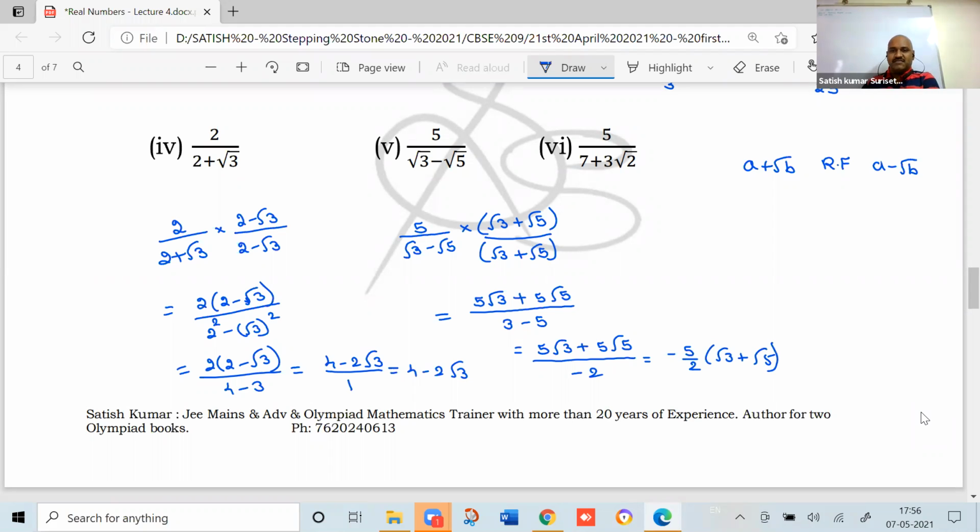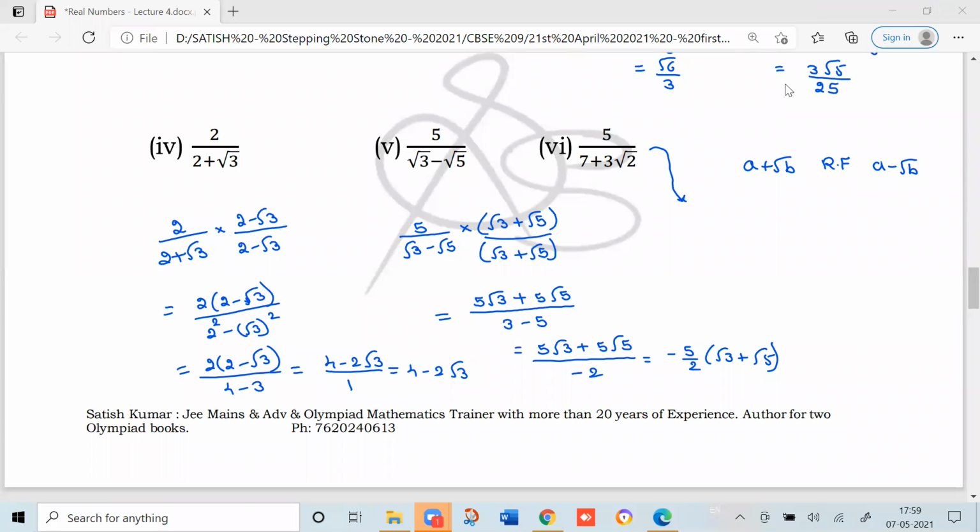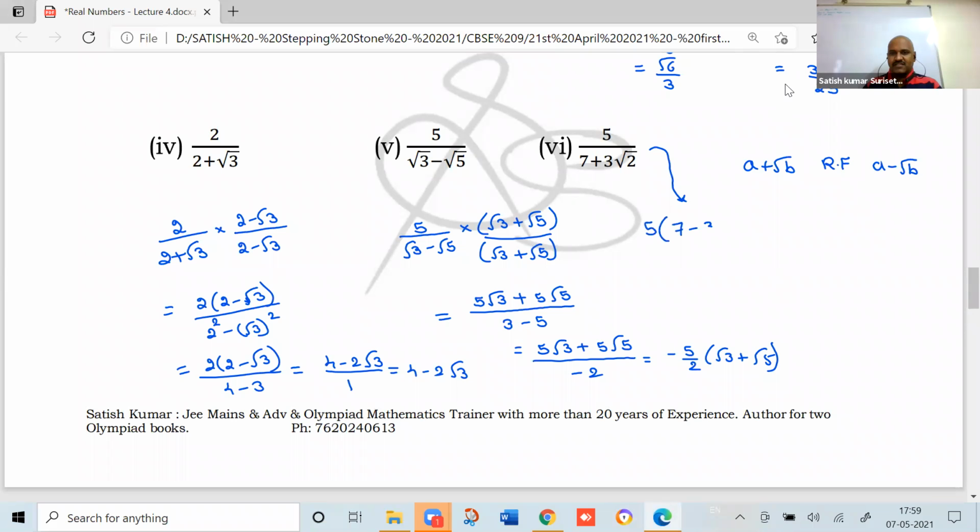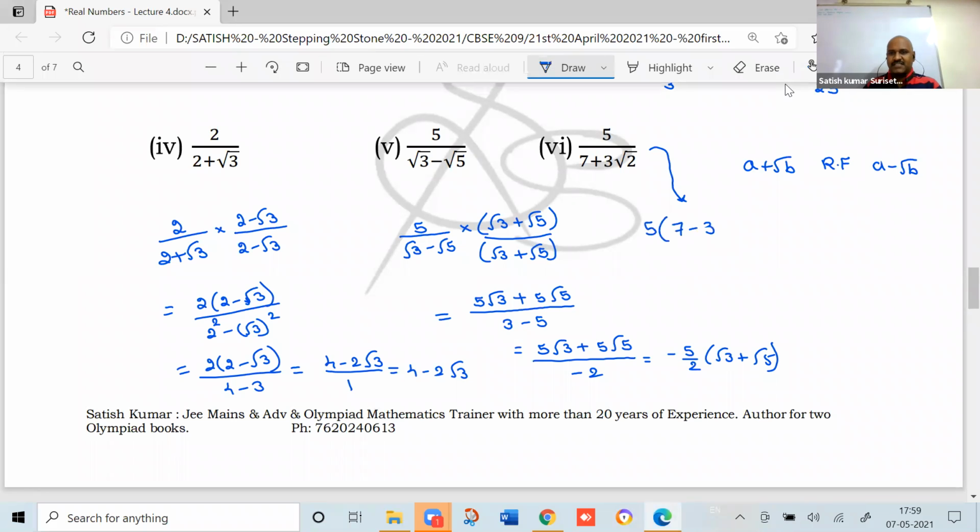Now, try this and tell me the final answer. Explain. Tell me what you have done, all of you. So 5 upon 7 plus 3 root 2. What have you multiplied in numerator and denominator? 7 minus 3 root 2. Correct. Good. So the conjugate or rationalizing factor is 7 minus 3 root 2.